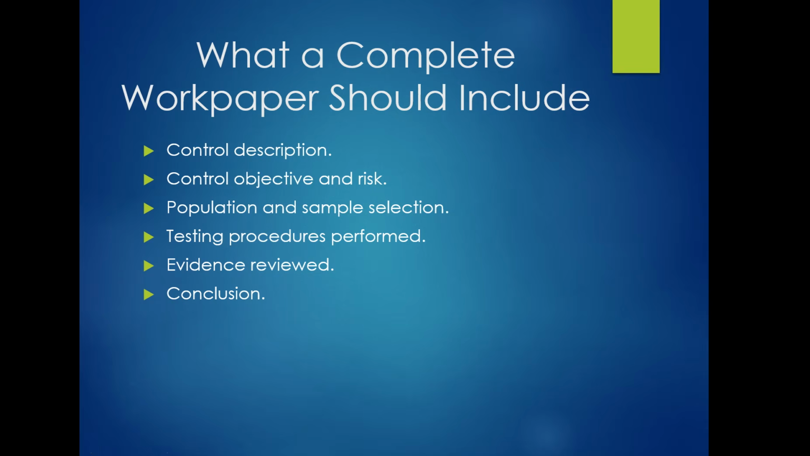What should a complete work paper look like, or what should it include? First, we have to clearly state the control description and objective, and also the associated risk. Every work paper should clearly show the control you are testing, the description of the control, the control objective, and the control risk. It should clearly show your population and your sample selection. What is the definition of your population? Where did you get your population from? What was your sampling methodology? All this should be clearly reflected in your work paper.